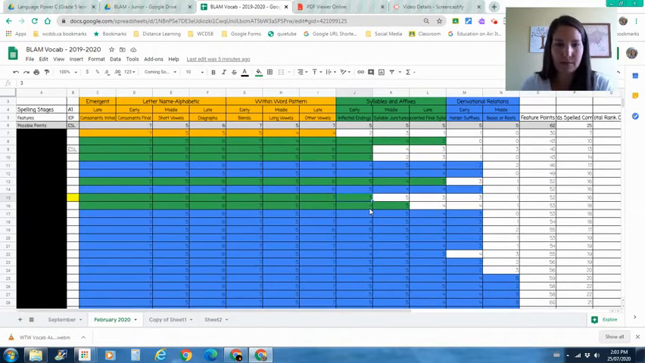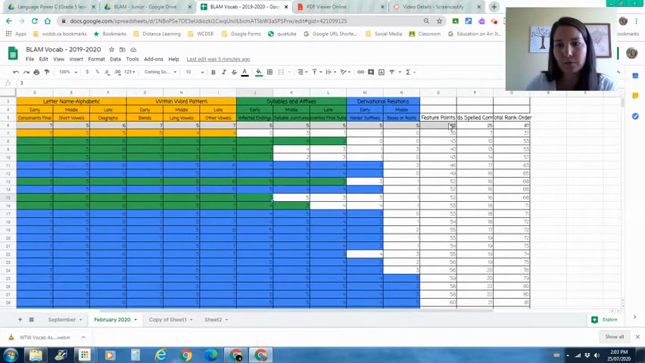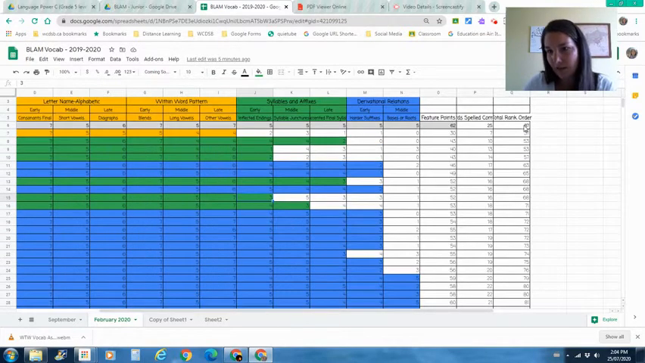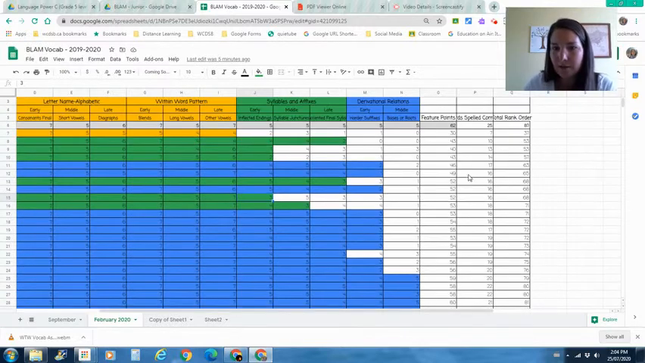So once I've put in all the numbers and calculated, it'll calculate the feature points for you. You put in your words spelled correctly, and then it adds those two together to give a rank order. So then I usually rank order them. You can see how it goes. It's out of 87. I had a couple of kids that got up to 84.